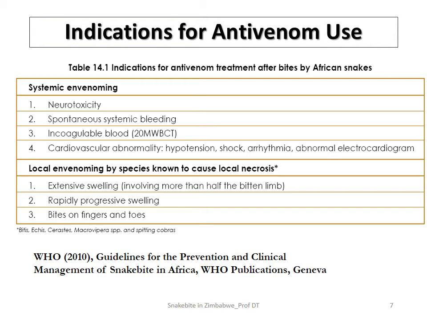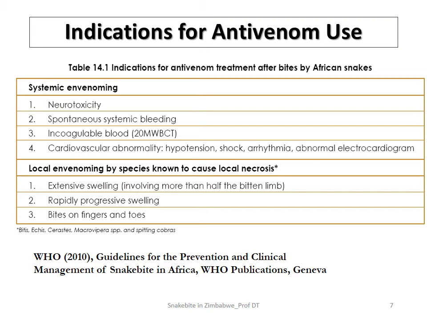And then also, if you've got rapidly progressive swelling, and you can tell this is rapidly progressive swelling, you want to give an antivenom. As well as bites to the fingers and the toes. And the reason why is because when they swell up quickly, it might be possible that the person might lose their limb because of extensive swelling, which then occludes circulation of blood to that particular area.